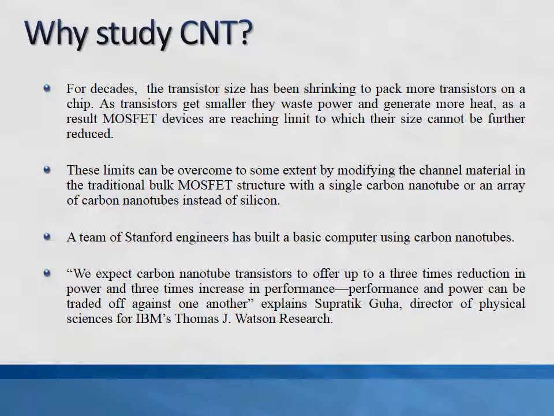So why study CNT? For decades, the transistor size has been shrinking to pack more transistors on a chip. As transistors get smaller, they waste power and generate more heat. As a result, MOSFET devices are reaching a limit to which their size cannot be further reduced. These limits can be overcome to some extent by modifying the channel material in the traditional bulk MOSFET structure with a single carbon nanotube or an array of carbon nanotubes instead of silicon.